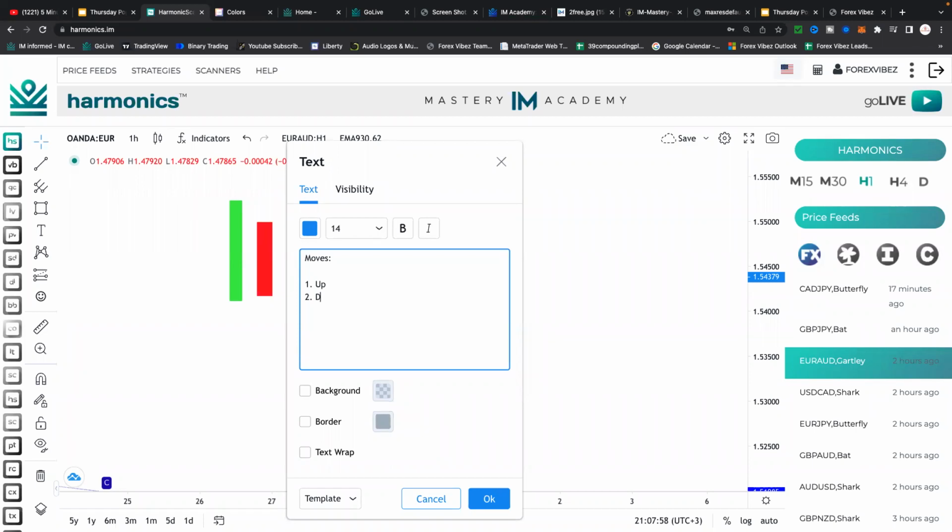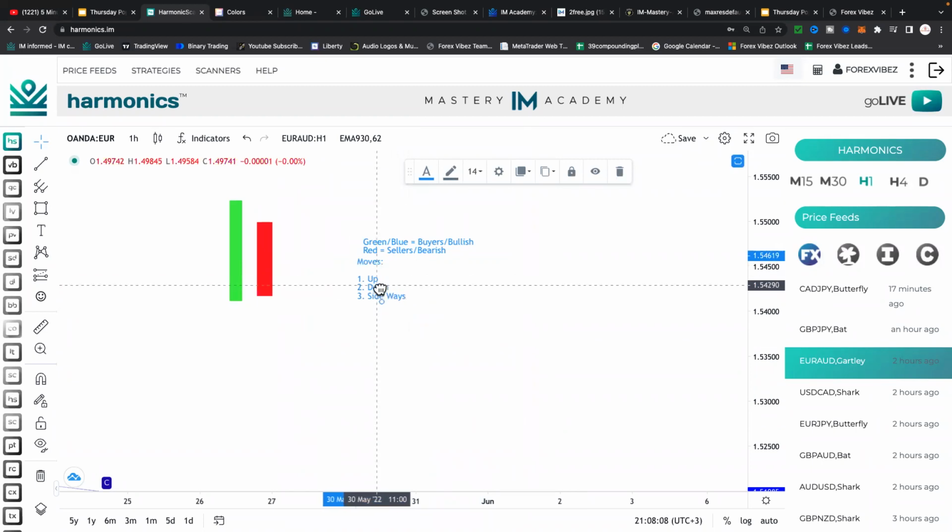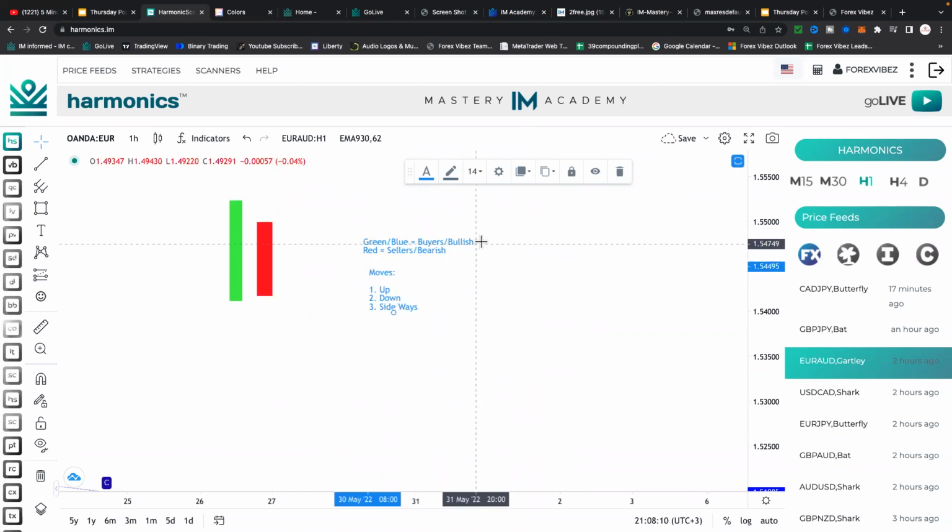The second way it moves is down. And sometimes you'll see it move in what is called consolidation, or we're going to keep it simple, sideways. All right, so I'm going to show you all of this. Don't worry. You know what bullish is, right? Your buyers. You know your bearish are your sellers. You know the market moves one of three ways: up, down, or sideways.